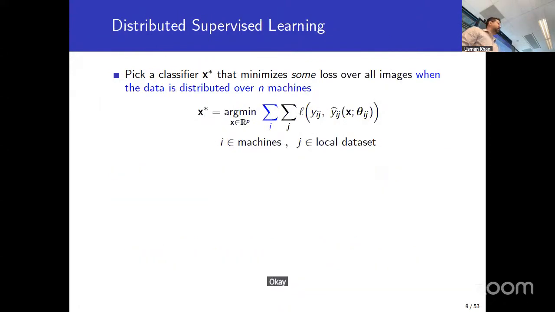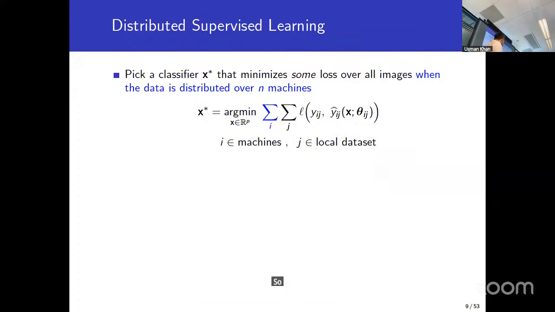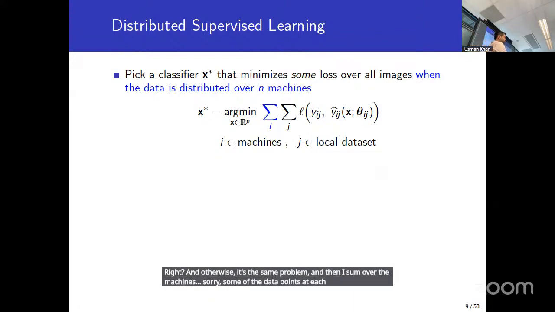And in the distributed setup, what I will do is I will divide my training data set into multiple machines. So my training data indexes over machines and the sample j per machine, right? And otherwise, it's the same problem. And then I sum over the data points at each machine and then sum over machines, right?